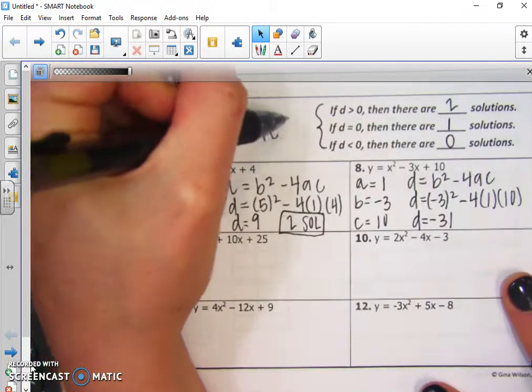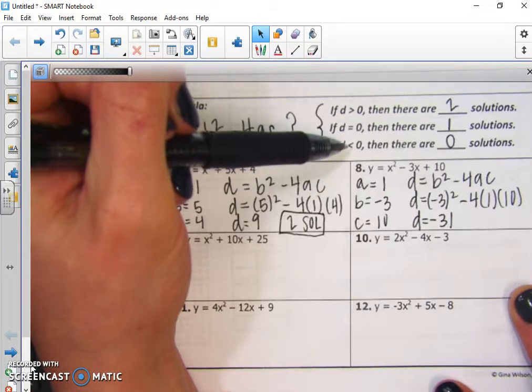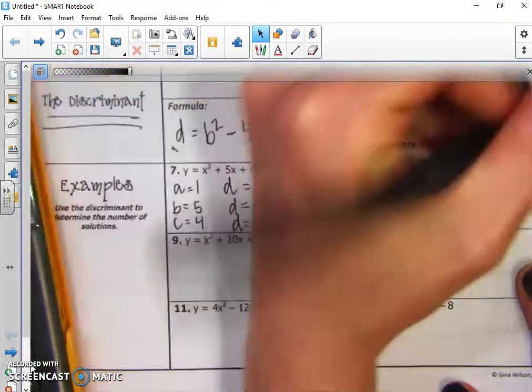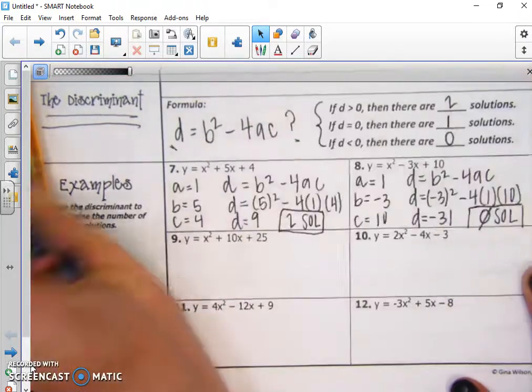So let's go up to here and see how many solutions does it have. Well, if it's less than 0, -31 is less than 0, that means that there's no solutions. So there are no solutions.